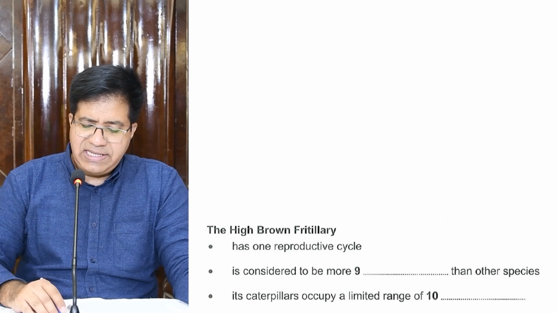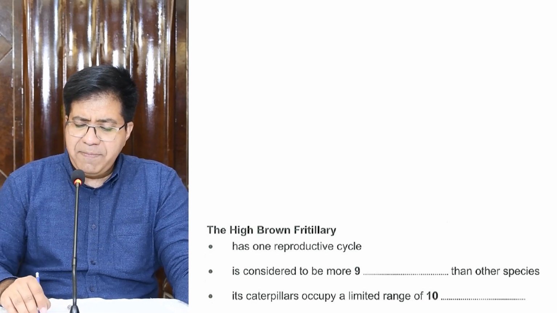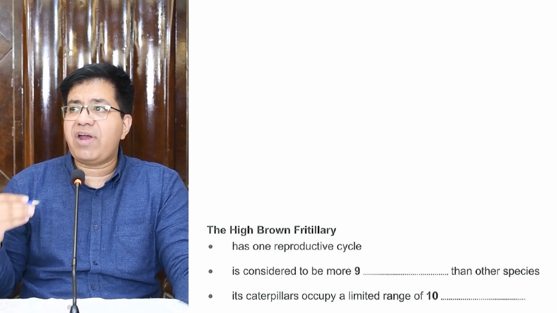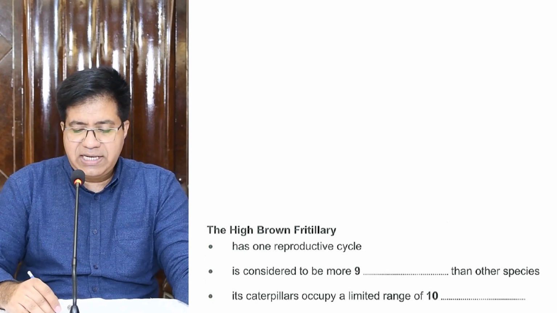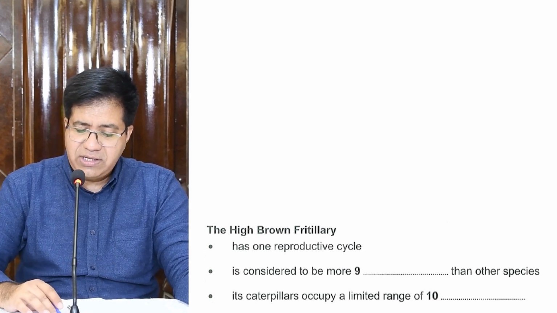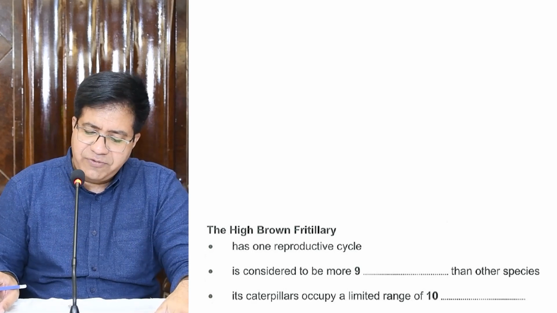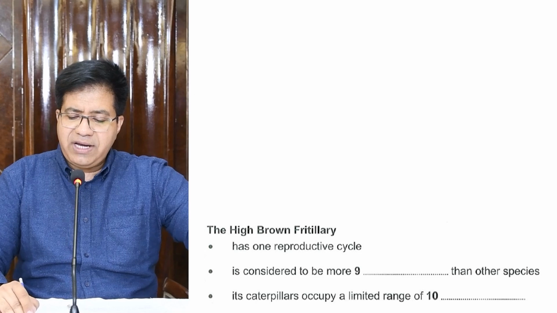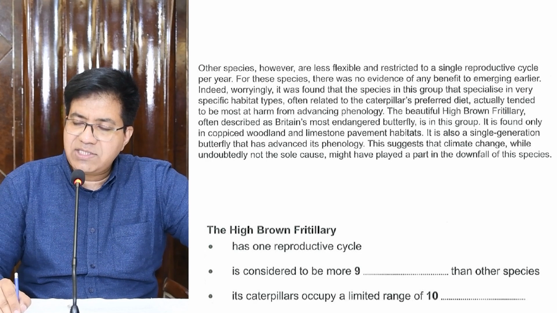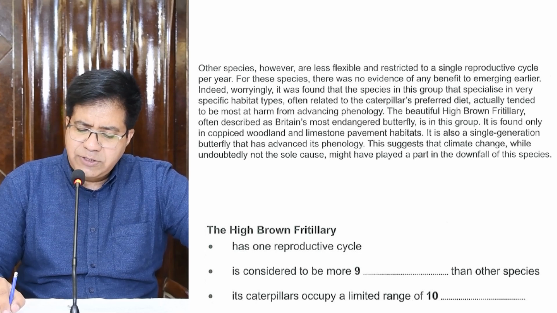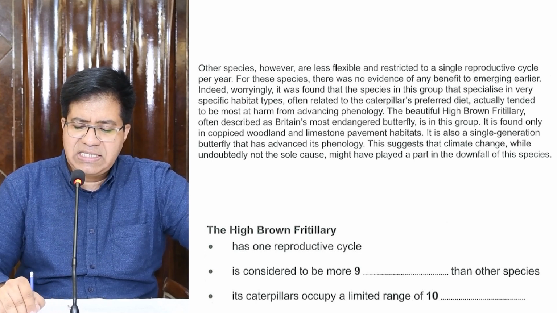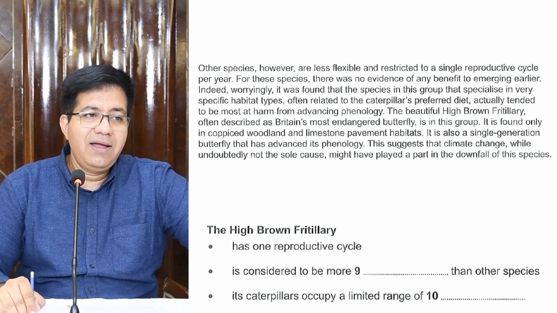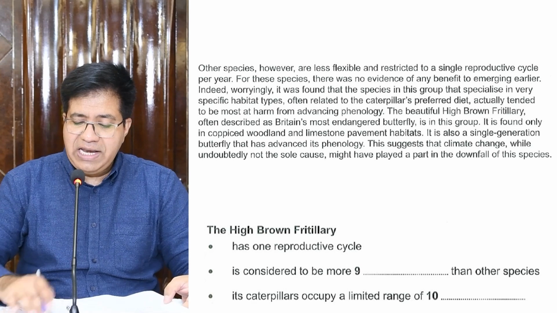Question number 10. Its caterpillars occupy a limited range of dash. Limited range. So its caterpillars, what do they mean by its? High brown fritillary. So caterpillars occupy a limited range of something. Alright, I'm reading after endangered butterfly is in this group. Found it? Okay, after endangered butterfly is in this group. It is found only in occupied woodland and limestone pavement habitats. What is the answer? Habitats. What is the word for limited range?